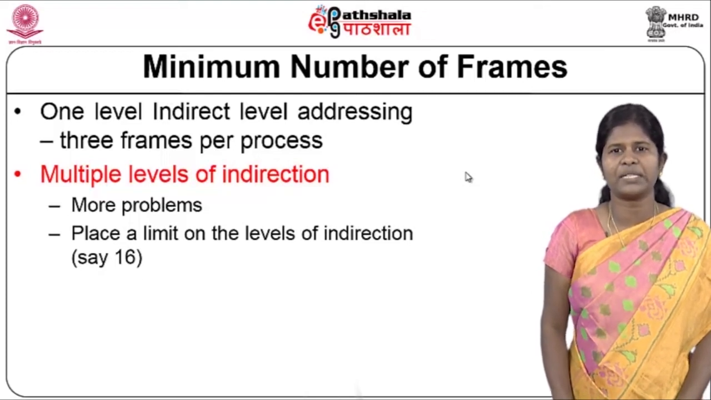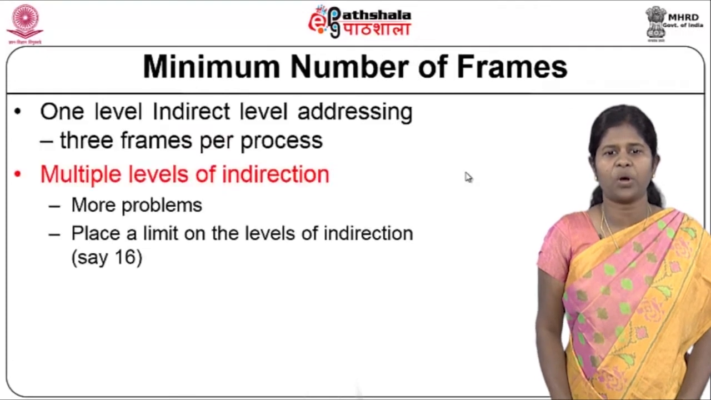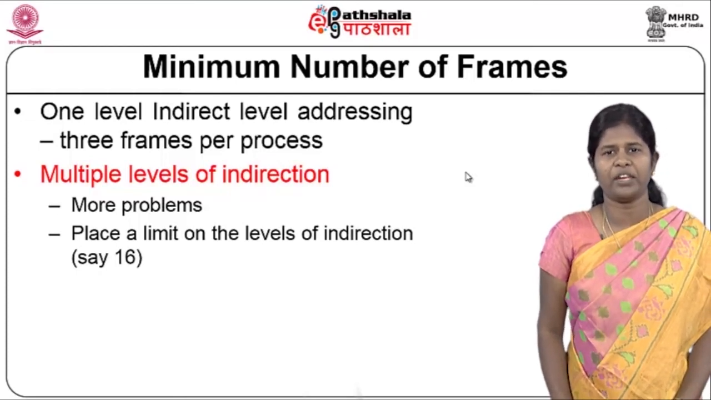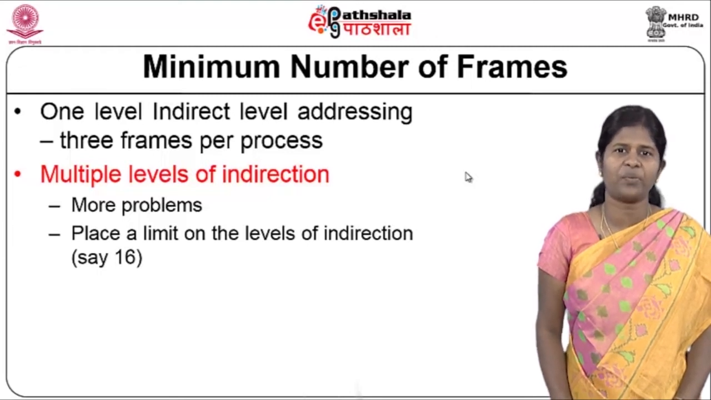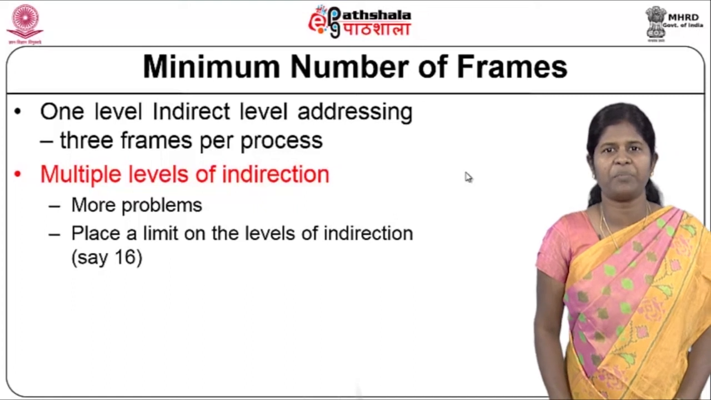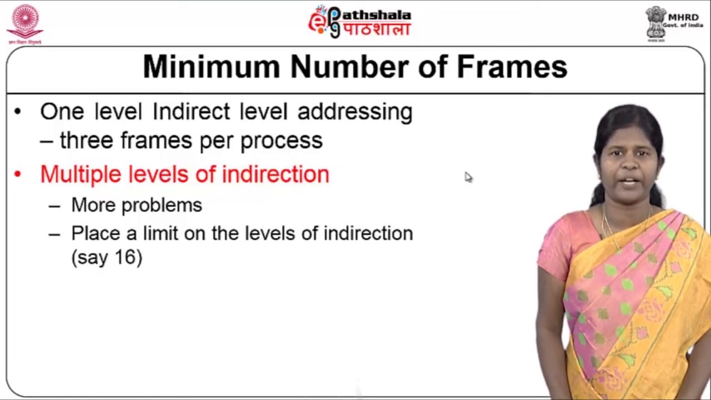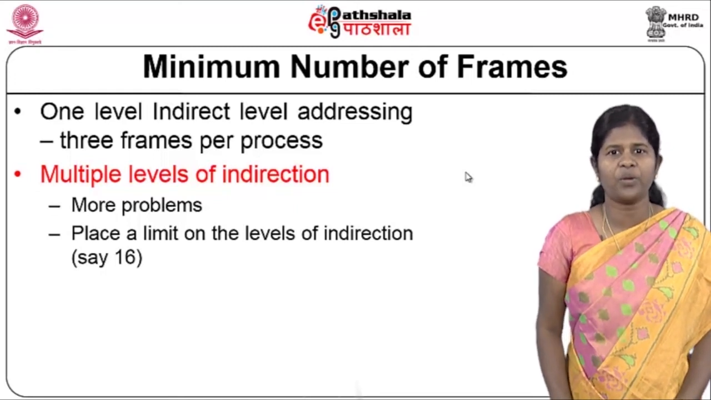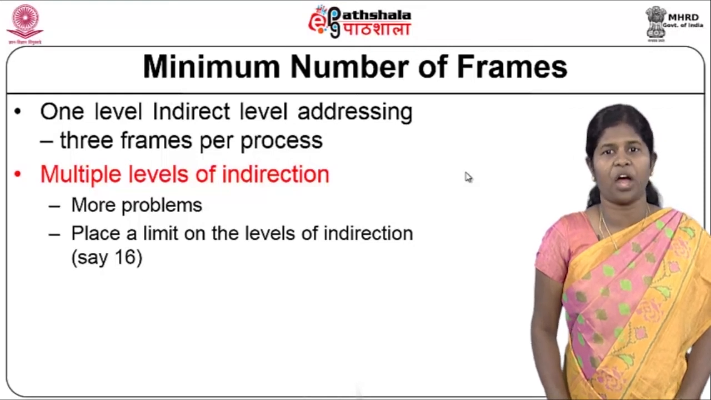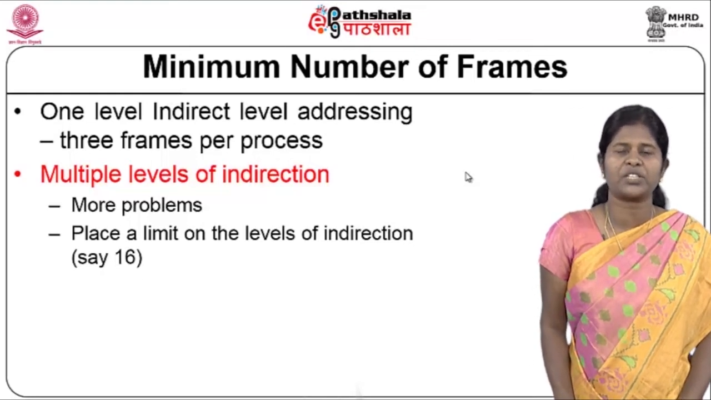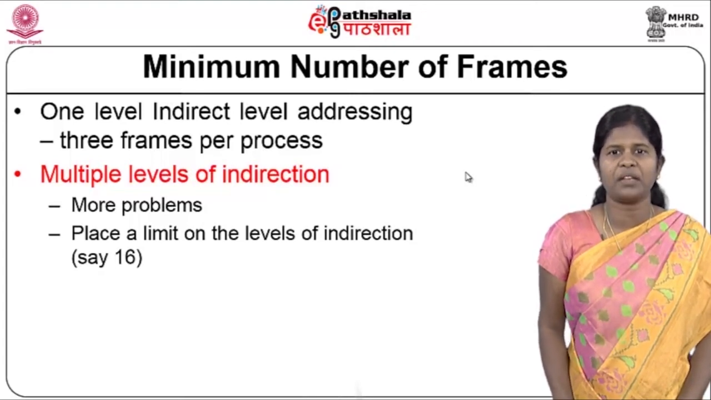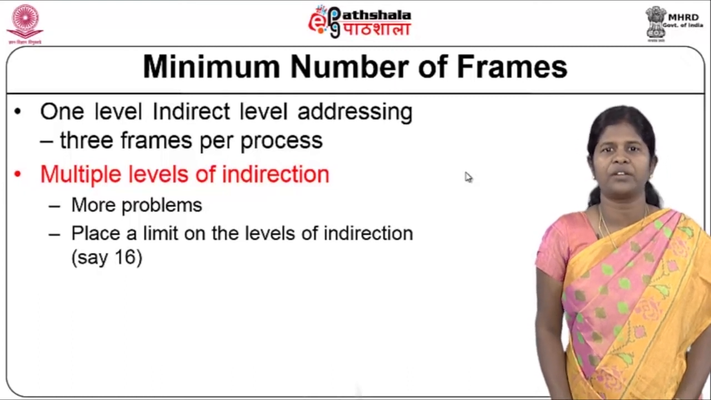So, what is needed is to place a limit on the number of levels of indirection. You can say a maximum of 16 levels are allowed, and then you can maintain a counter and initialize its value to 16. Whenever a memory reference is made for a particular instruction, the counter is decremented, and if the counter goes down to 0, then you understand that it has gone through 16 levels of indirection, and above that is not allowed, and you can terminate. So, you can maintain a maximum level of indirection for each instruction.